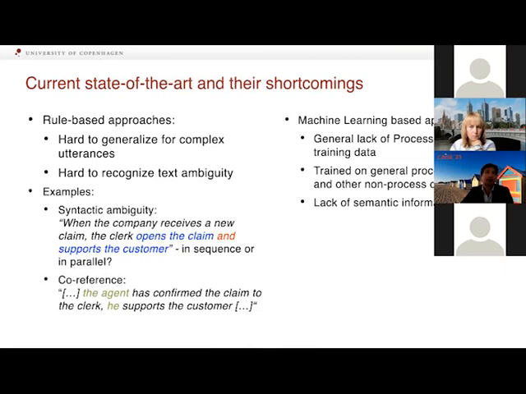On the other side, you have the machine learning approaches, and here we find that they can actually generalize pretty well if we have a good dataset that is built for process descriptions, which at the moment is currently lacking. And that's what we try to build in this architecture.